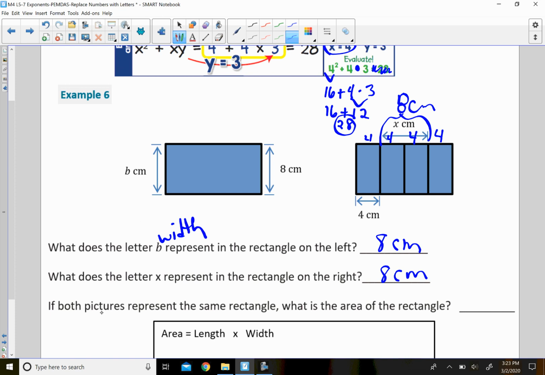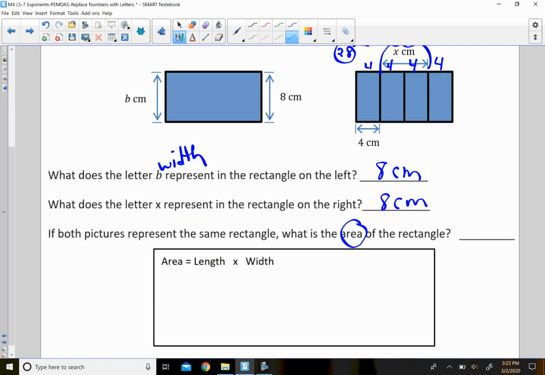Now they're saying if both pictures represent the same rectangle, what is the area of the rectangle? Down here we have area equals length times width. In math, we use letters or variables to represent these words. So area is represented by A, length is L, the x we change to a dot, and W is your width.